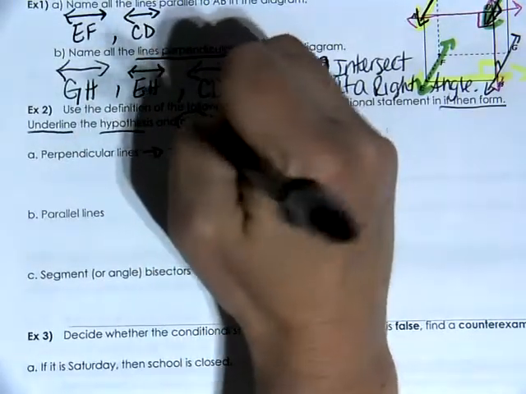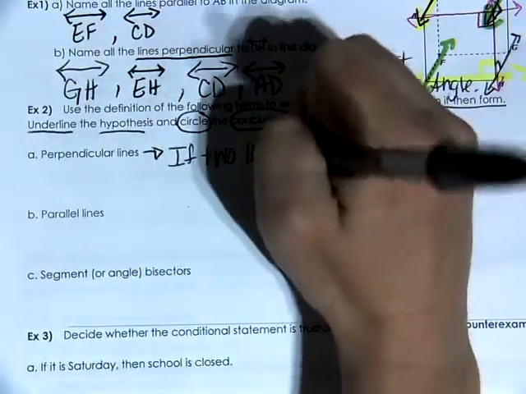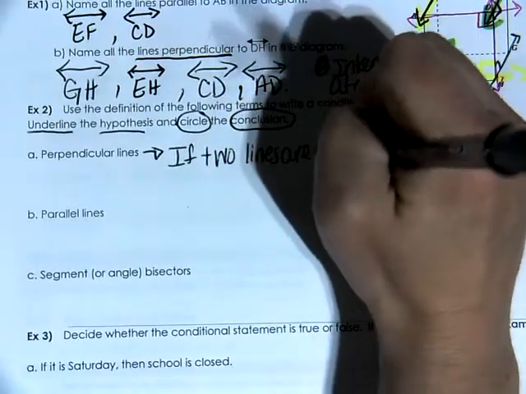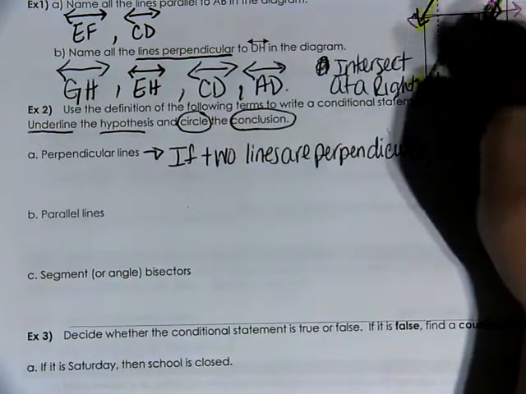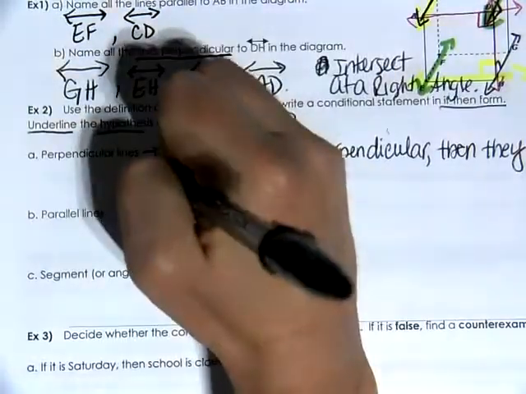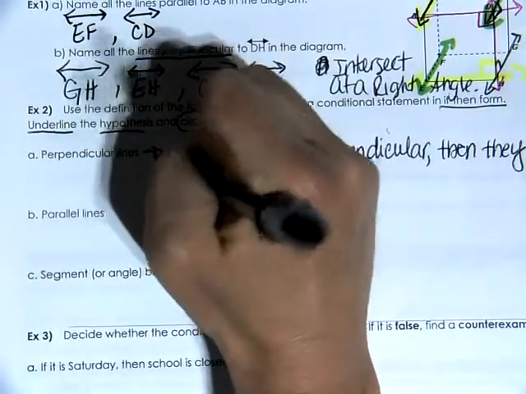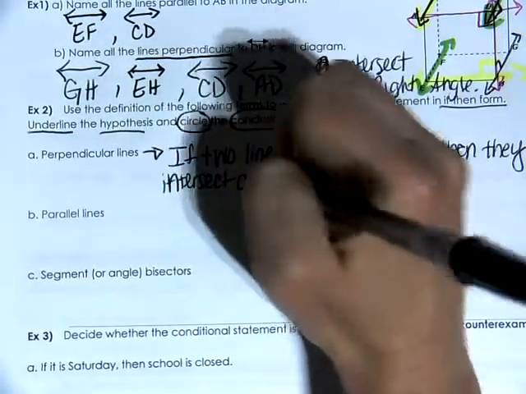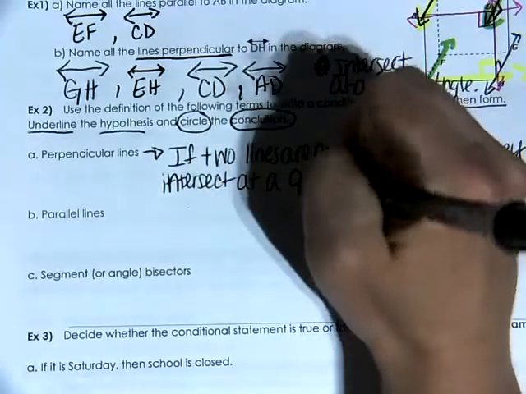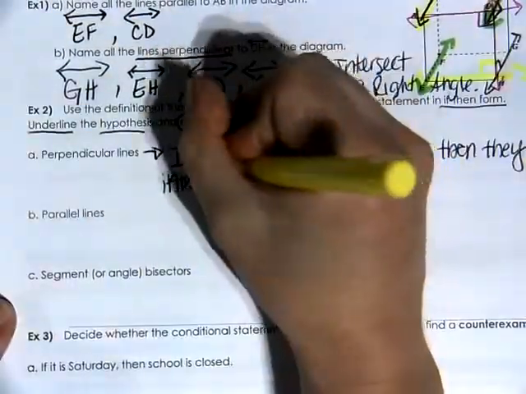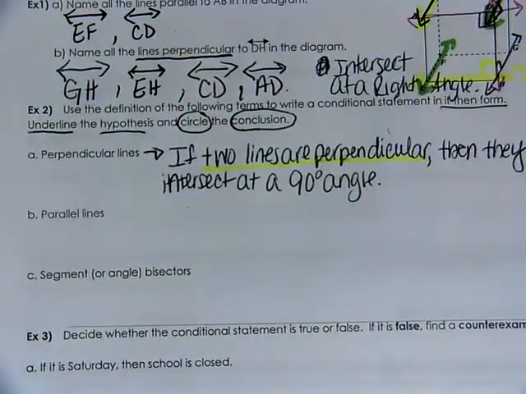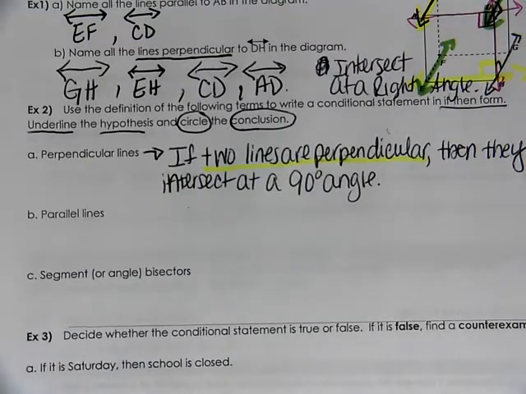If two lines are perpendicular, then they intersect at a 90-degree angle. We're going to underline the hypothesis. Remember that the hypothesis is the statement that comes after if. So we're looking for a statement that comes after if. Do not include if.